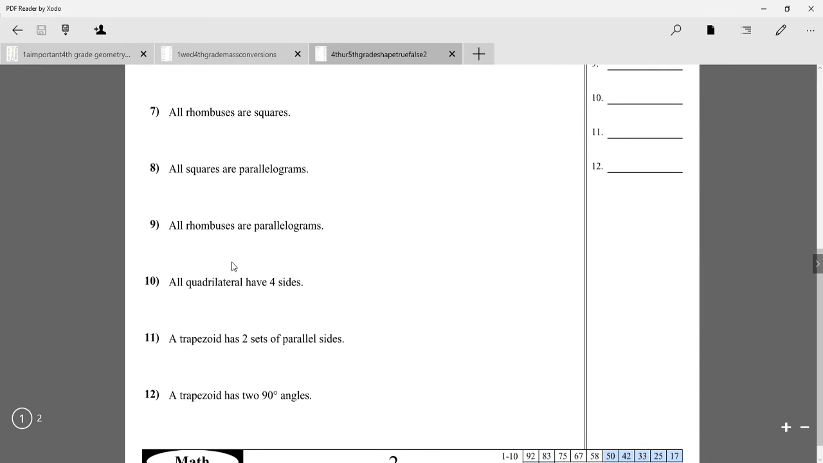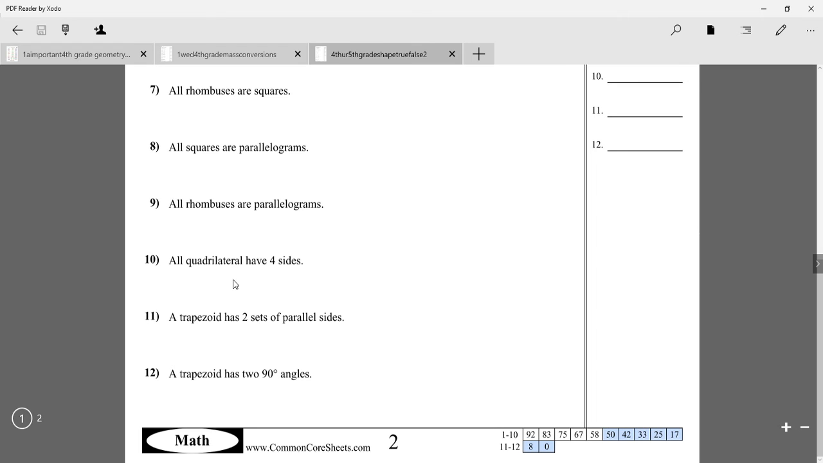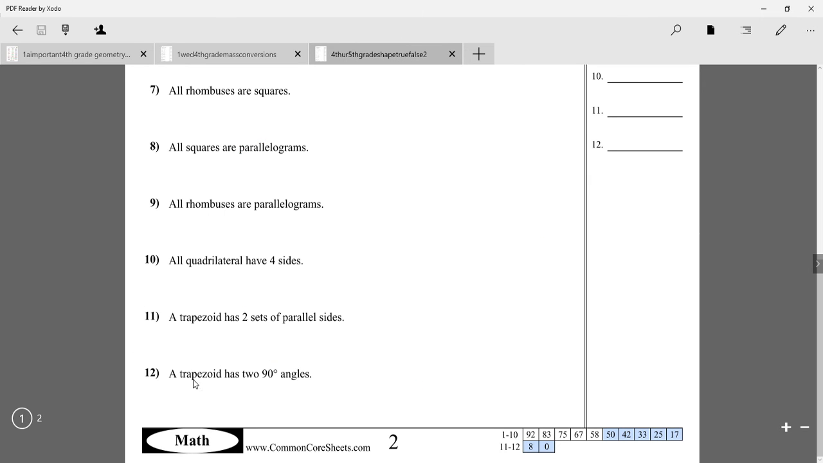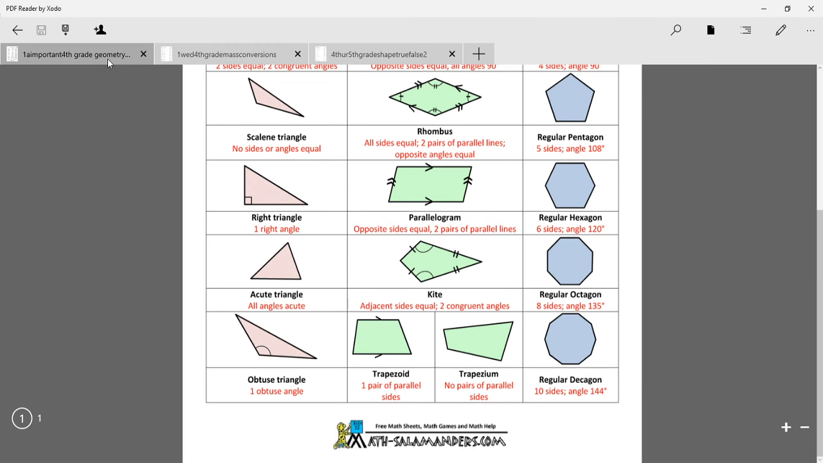All quadrilaterals have four sides. Yes, the definition of a quadrilateral is a shape with four sides. A trapezoid has two sets of parallel sides. No. A trapezoid only has one set of parallel sides. And a trapezoid has two 90-degree angles. No. Typically, they don't have any 90-degree angles. They can have a 90-degree angle, but usually they don't seem to.